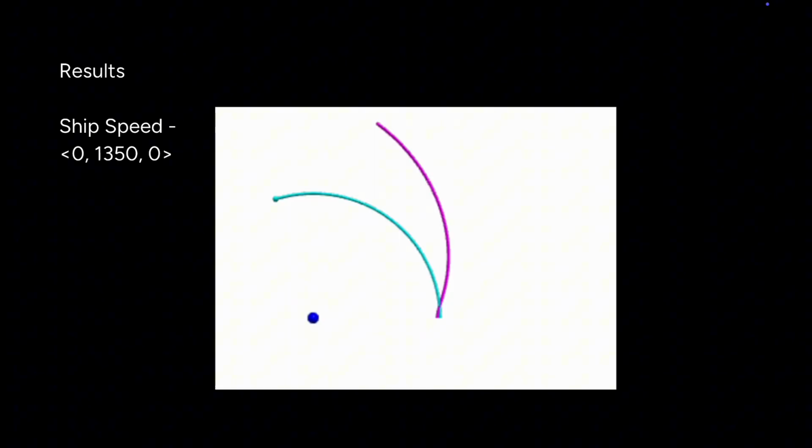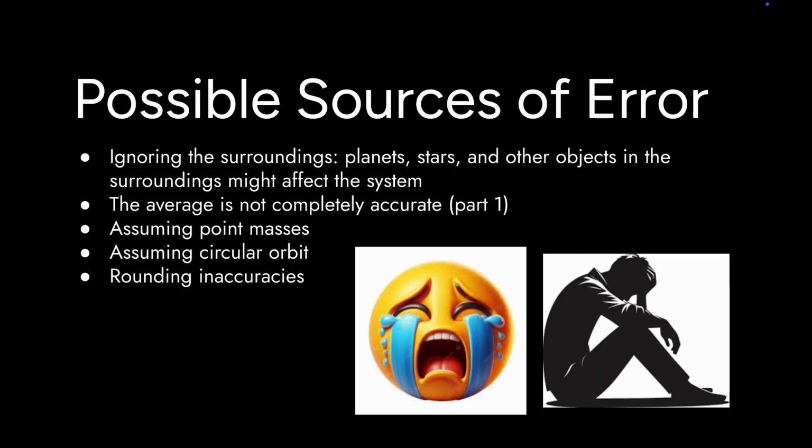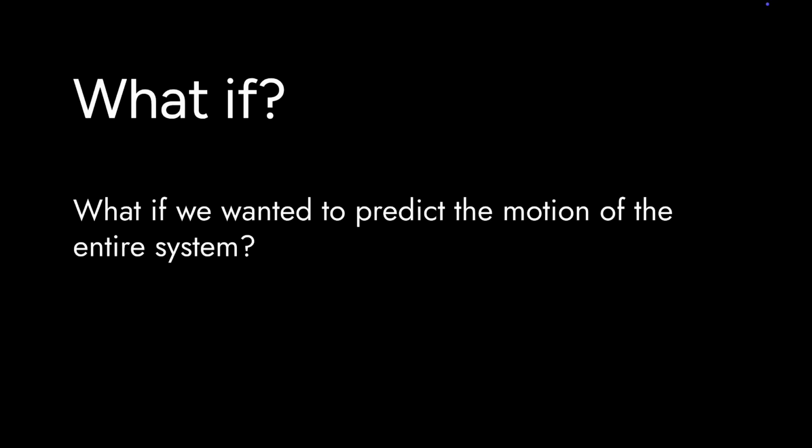In the results, I found the velocity to be 0 in the x-axis and 1350 meters per second in the y-axis. Mine wouldn't let me go past 700 hours, but theoretically it should have gone all the way around without crashing. And here are the possible sources of error: ignoring the surroundings, the average not being completely accurate, which is in part 1, assuming point masses, assuming circular orbit, and rounding inaccuracies.